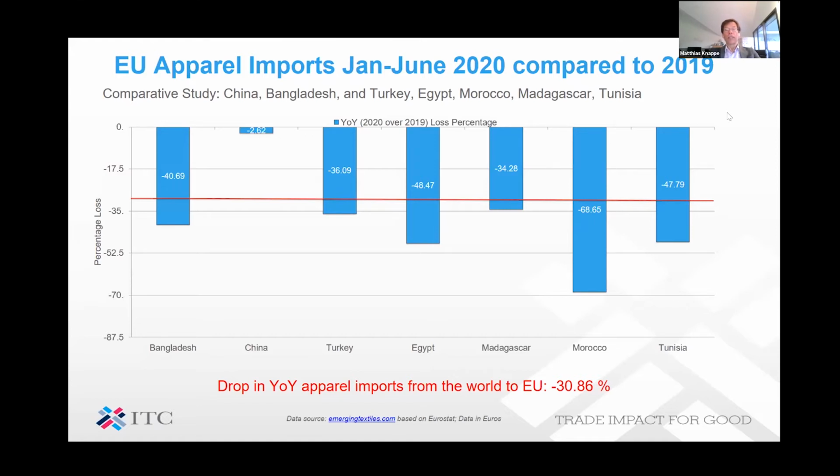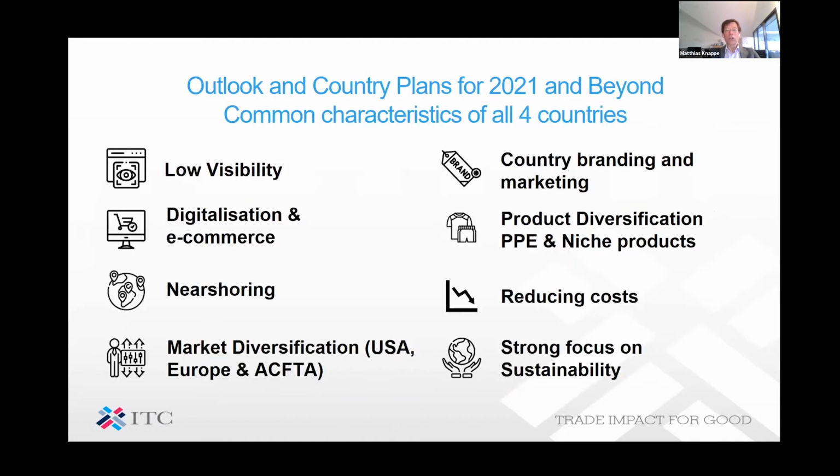But this is for the data January to June 2020 as compared to next year. Something to be thought about. Now let's have a little outlook on country plans. So all the countries are preparing for the future, and looking into the different country plans, one can see common things. And these are mainly the common things we found here.